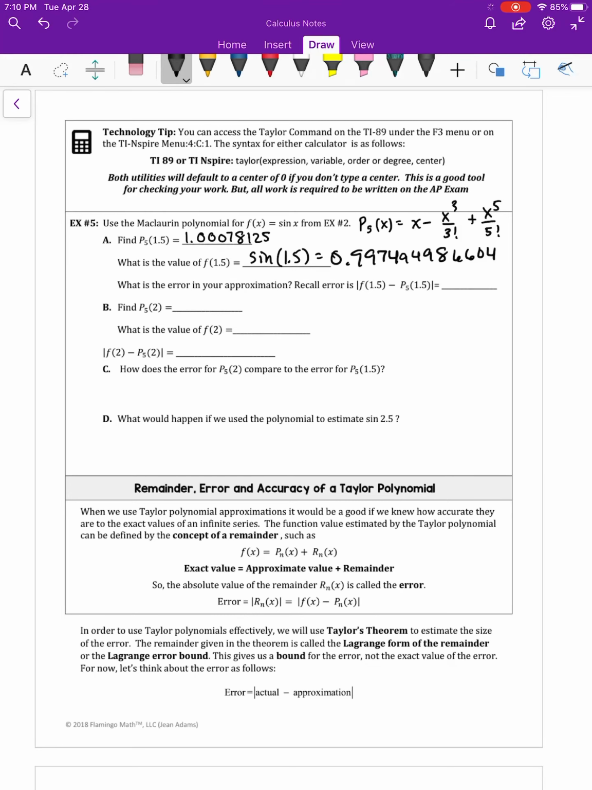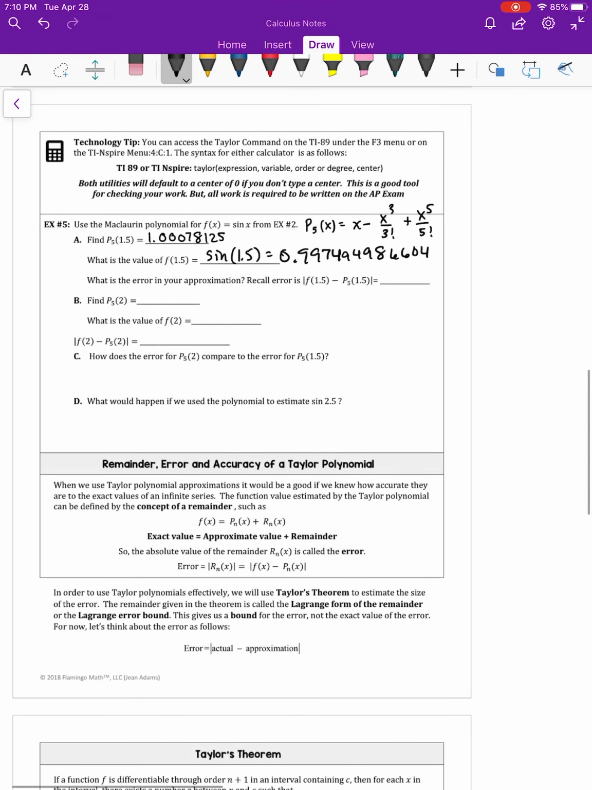I know I'm taking it several places out on the decimal point, but you can decide what the problem asks you. Sometimes mathematicians want you to take it that far out, so I don't think it hurts to practice it. And then what is your error in your approximation? So you're going to take the absolute value of your exact minus your Taylor polynomial at 1.5. And so if you do that, you should get 0.00328626396.